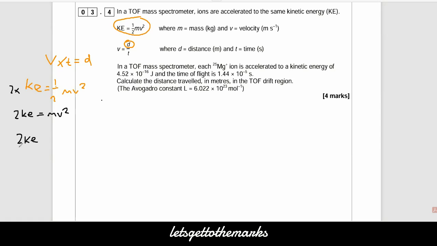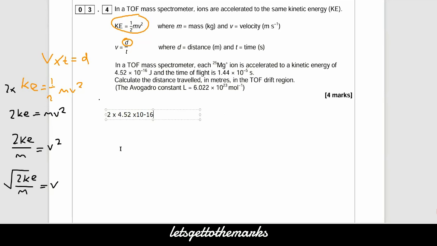Now I want to leave the v squared on its own. So I'm going to divide 2KE by m. And that's going to leave me with v squared. Now I want to get rid of the squared. So I'm going to do the square root of 2KE over m, and that will equal v. If I can get the velocity, then I can just times it by the time, and we'll have the distance.